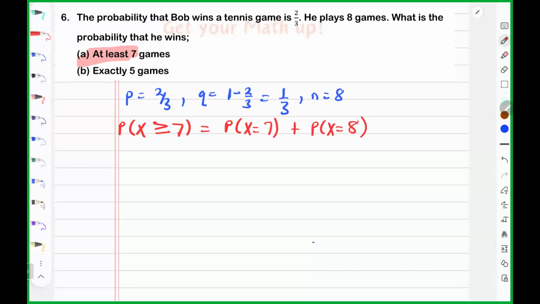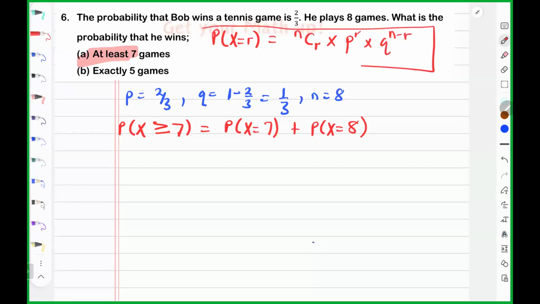Now for binomial distributions, the probability of X equal to R is got by taking N combination R times P power R times Q power N minus R. Of course, some values can be got directly from the logbook, but in this case, our P is equal to 2/3. 2/3 is not in the logbook, so I'll just have to use the formula.